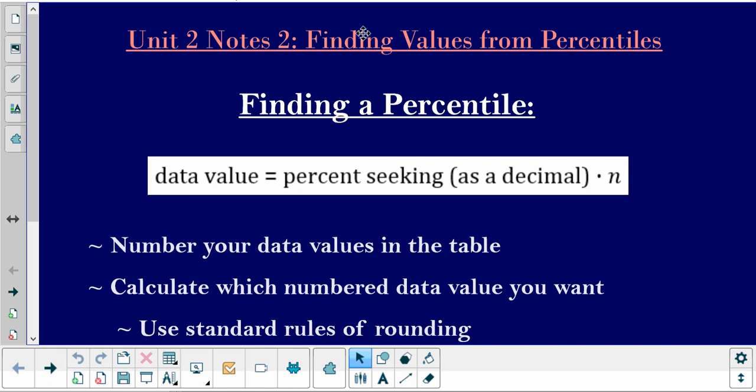Hey guys, it's Ms. Johnson, and I'm here to bring you our notes for Unit 2, Notes 2, which is on finding values from percentiles. So we are going to talk about how to find a percentile of a given data set today.